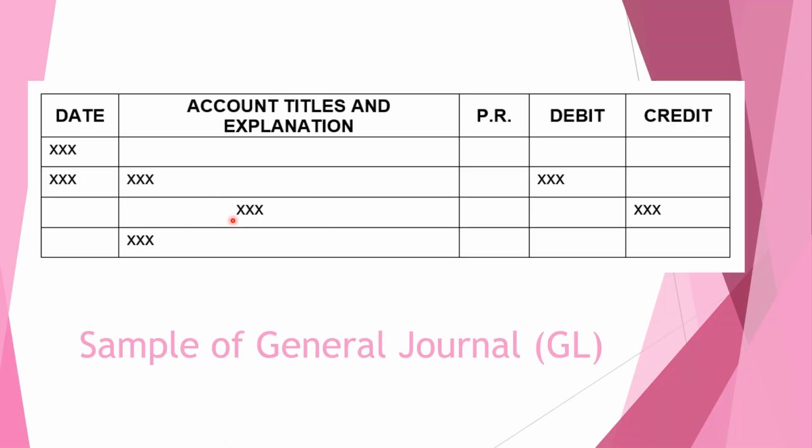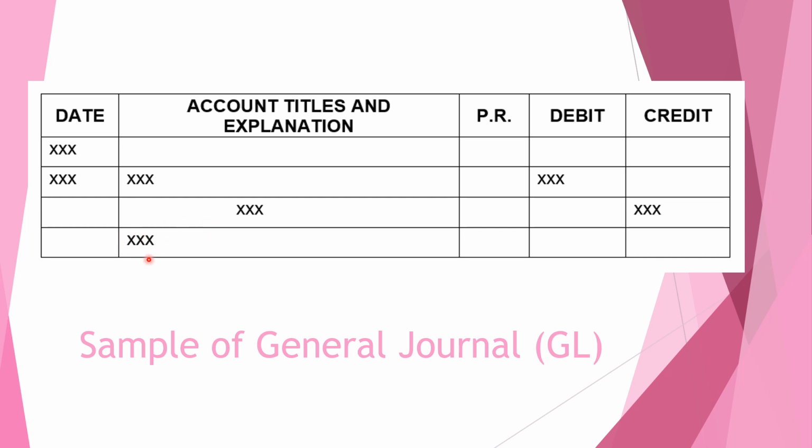So entering transaction data in the journal. So this is the sample of general journal. So again, entering transaction data in the journal is known as journalizing. So companies make a separate journal entry for each transaction. So a complete journal entry consists of, we have the date of the transaction, which is entered in the date column.